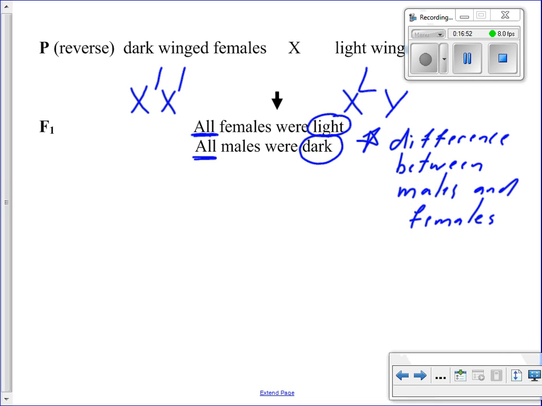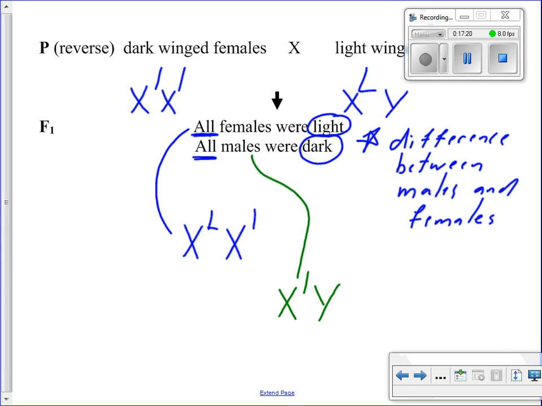So now what we can see is that the females in the F1 generation have to get an X chromosome from mom. Mom only has the X with the little l. And from the father, they have to get the X with the big L. I'm just going to write the X with the big L first, and then the second one from the mother, X with lowercase l. In the case of the male, they have to get the X from mom, that's X little l. They have to get the Y chromosome, and that is why all of the males in this cross will have the dark wing color.